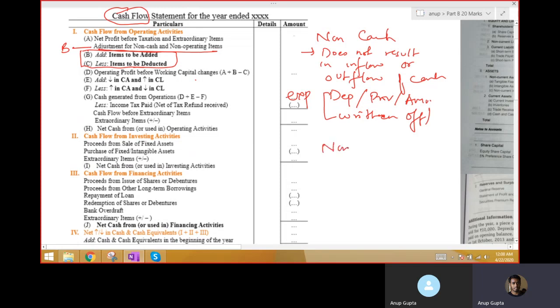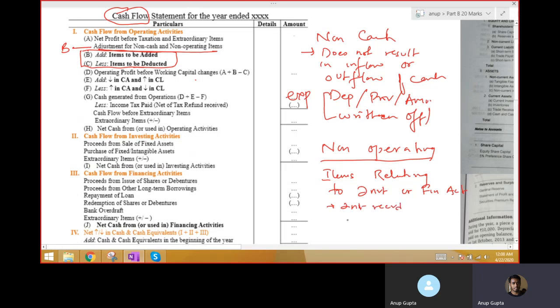Then the another term is non-operating. Non-operating means items relating to either investing activity or financing activity. Like for example, interest received, dividend received, interest paid or dividend paid, rent received.